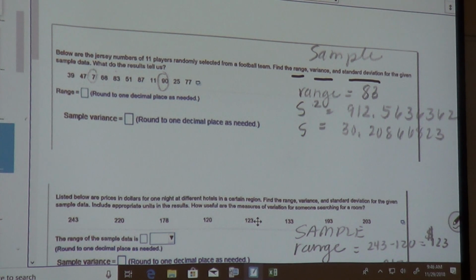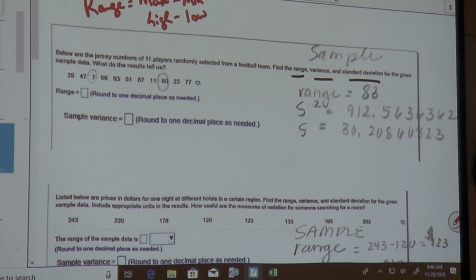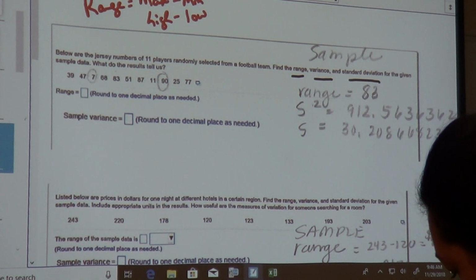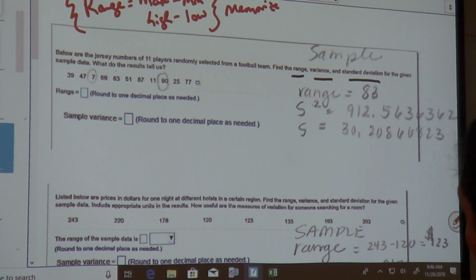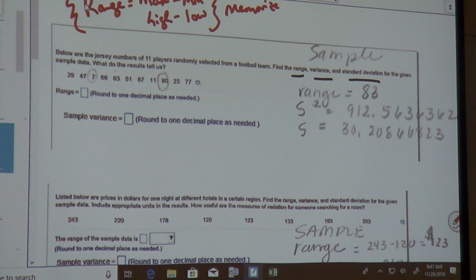Plug them all in. Range is max minus min, or high minus low. I don't think that one's written on your formula sheet. The range is the high minus the low, so you're going to need to memorize that. So if your weight ranges from 180 to 160, you have a 20-pound range. It's the high minus the low.